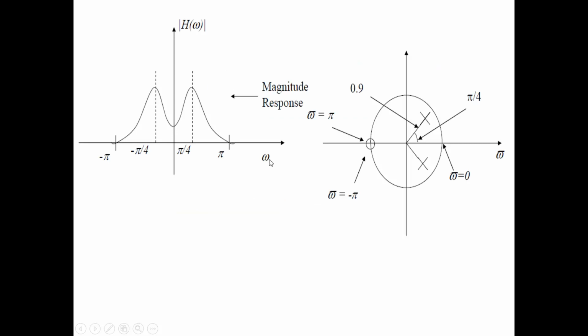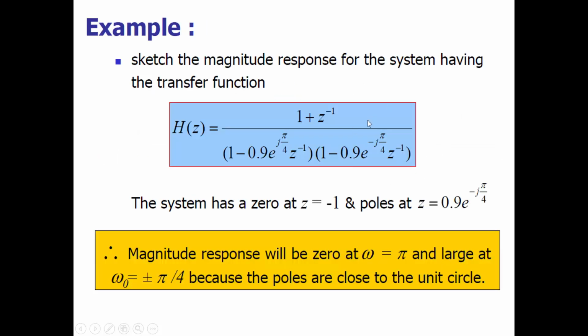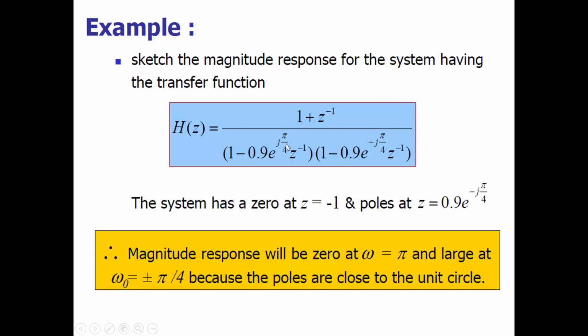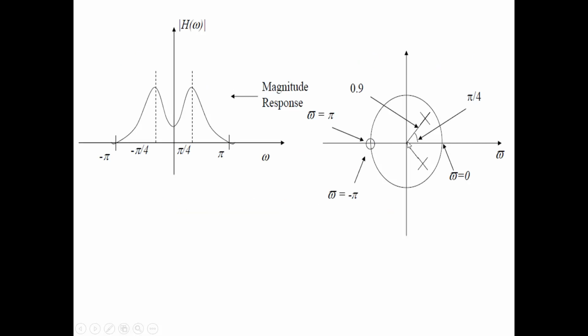Now let us have the pole zero diagram. So these two poles are there. This is one pole, this is the second pole, and they are placed at an angle of pi by 4, because the frequency omega is given by pi by 4. So this omega is pi by 4. One pole is located 0.9 distance away from the origin. So the angle is given, and the magnitude is also given, that is, how far the pole is located from the origin. So this pole is here, the other pole is here.